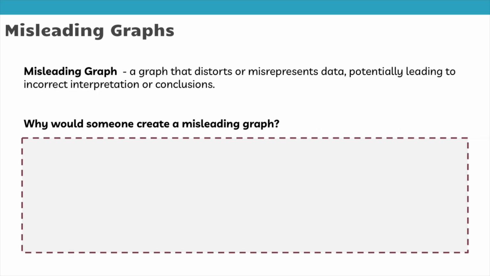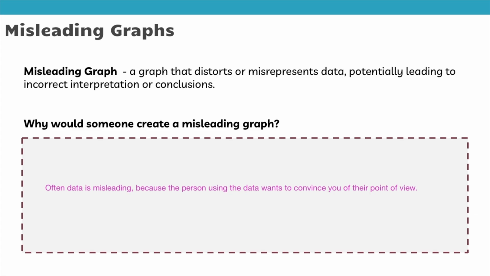So now we're going to be talking about misleading graphs. A misleading graph is a graph that distorts or misrepresents data, potentially leading to incorrect interpretation or conclusions. So why would somebody create a misleading graph? Like why would somebody take the data and make it look a little misleading so that you buy their point of view?